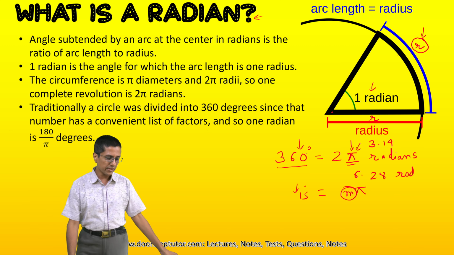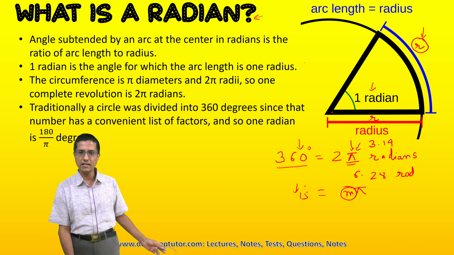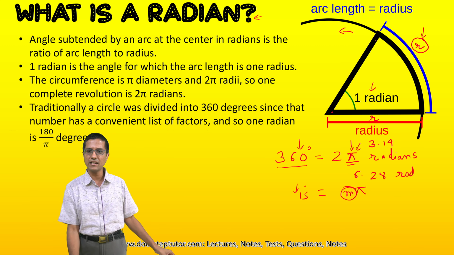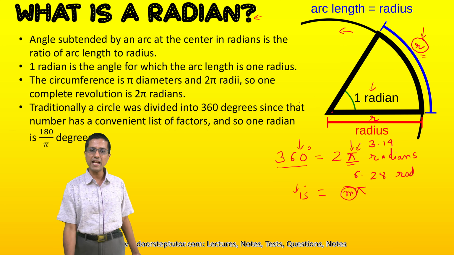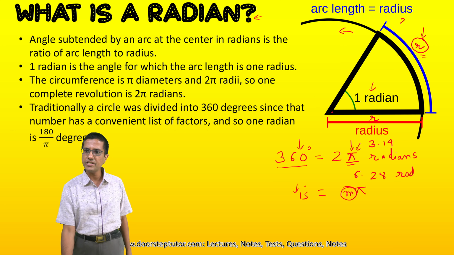We know that if I go around the entire circle, right? So if I go around the entire circle, how many such r's will I have? So I will have one more r here, one more r here. How many such r's will I have? Equal to the circumference of the circle, which is 2 pi r. So the angle that entire 2 pi r would subtend here at the center would be equal to 2 pi.